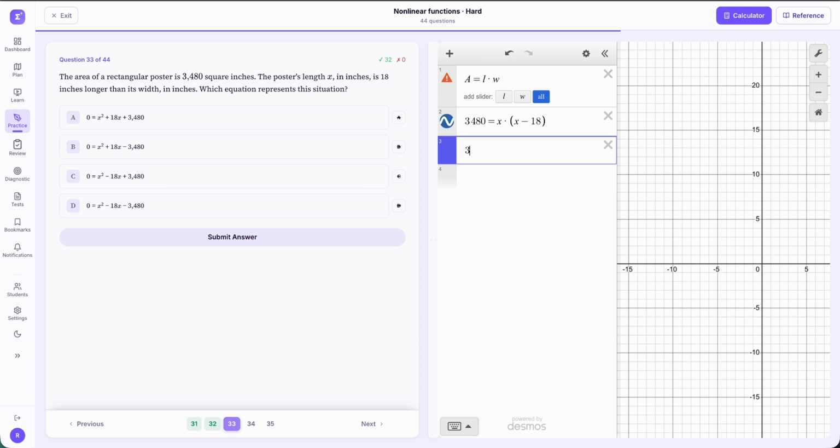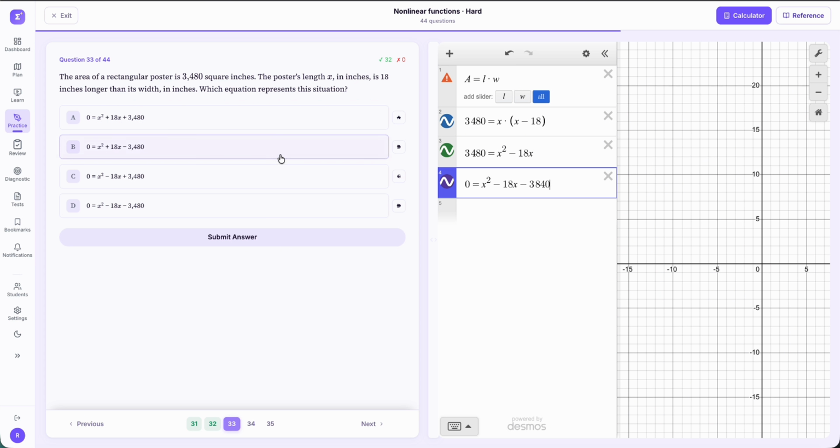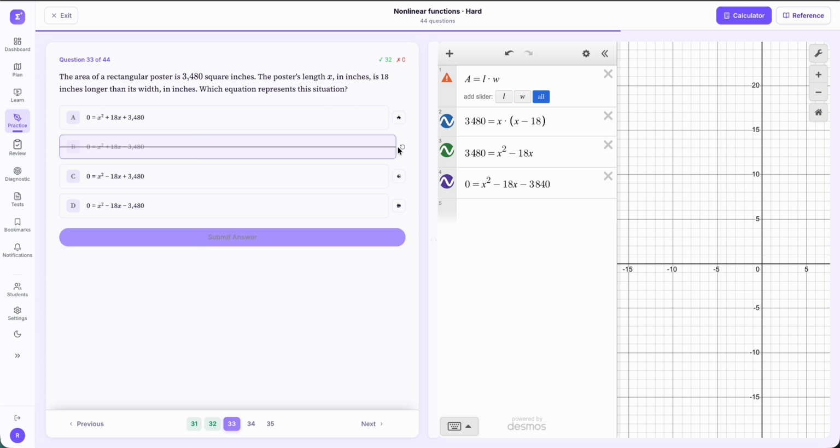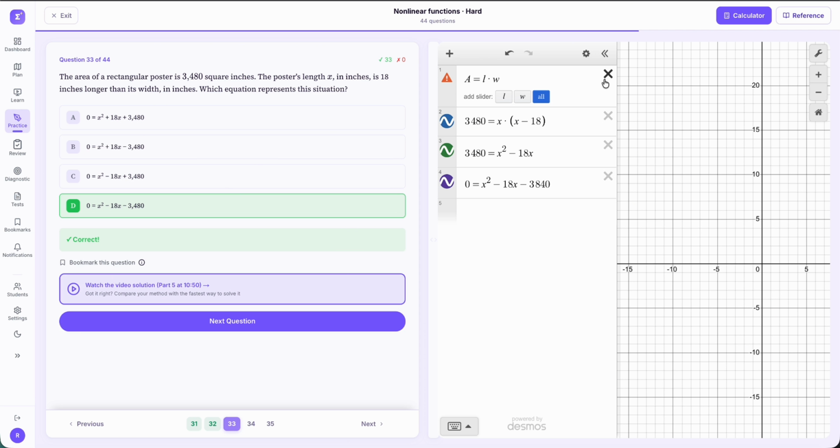Anyways, you distribute your x, it's x squared minus 18x, and then they want you to set it equal to 0. But that's why we want x squared minus 18x, not plus 18x. A lot of people are going to pick this one. That's the wrong one. That's the trap. You want this one. And that is it.